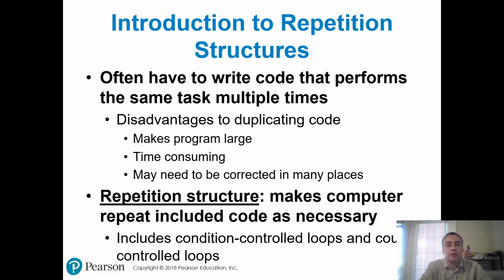So often we have to write code that performs the same task multiple times. Duplicating it would be notoriously large. Say you have to repeat pretty much the same task 1,000 times. And if you need to update it, you would have to carry on updating every copy of that code. Instead, we use a repetition structure that will make the computer repeat code as many times as necessary.